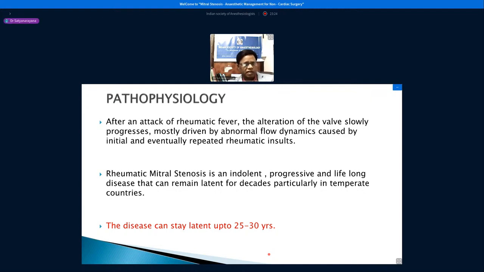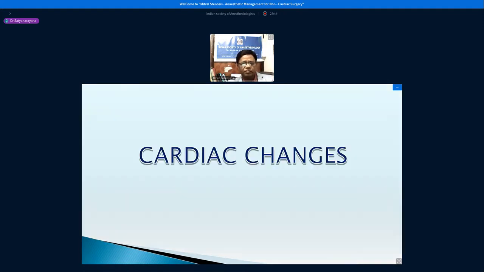Rheumatic mitral stenosis is an indolent, slowly progressive lifelong disease that can remain latent for decades, particularly in temperate countries. So the patient can be asymptomatic for almost 2 to 3 decades since the initiation of infection. A patient will be asymptomatic for such a long time.